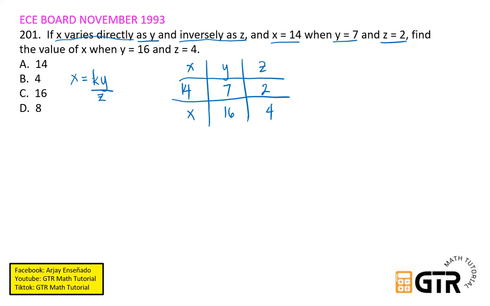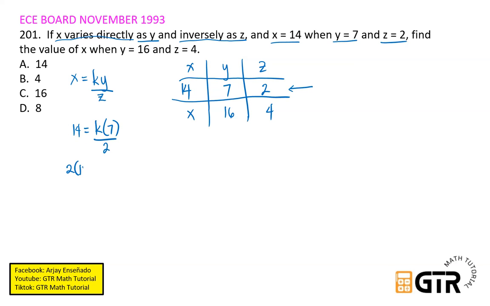Okay, so isolve muna natin ang value ng k, i-substitute natin itong first triple natin. Okay, so x equals 14, so we have x equals 14 and then k, the value of y is 7. So k times 7 and then our z is 2. And then we can solve for k, so multiply both sides by 2. So itong 2 mapapapunta sa kabila.